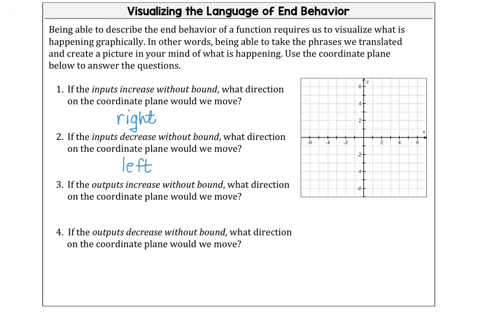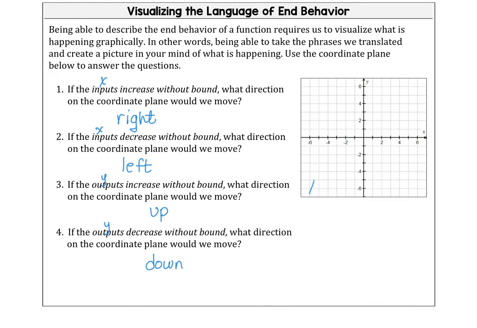So these are the x values. These outputs for number 3 and 4 are the y values. So if we have outputs increasing without bound, we would be moving upward. And if the outputs decrease without bound, we would be moving in a downward fashion.